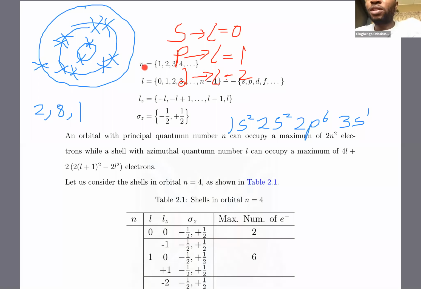In these lines we have here, n is the principal quantum number. It starts from 1 and takes integer values 2, 3, 4, and so on. L is the azimuthal quantum number, which starts from 0 and proceeds to n minus 1. So when n is 1, the maximum L you can ever have is 0. The maximum we can have is 1s. We cannot have 1p, because s is 0.